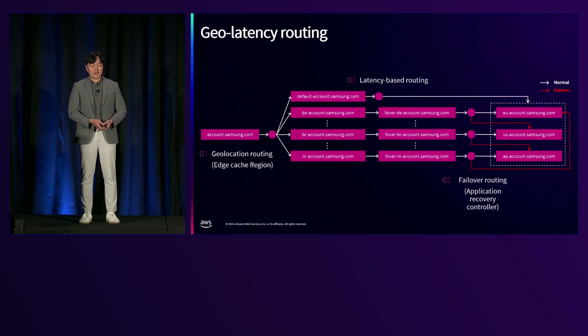Failover-br-account.samsung.com, which has Route 53 ARC-based disaster recovery routing enabled. Under normal conditions, the traffic will ultimately be routed to the domain in the US region that handles Brazil traffic for final processing. However, if a failure occurs in the US region and disaster recovery mode is activated, Brazil traffic will instead be rerouted to the domain in the AP region for handling failed traffic.